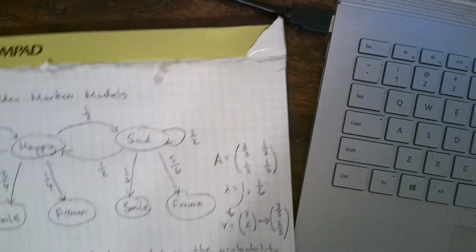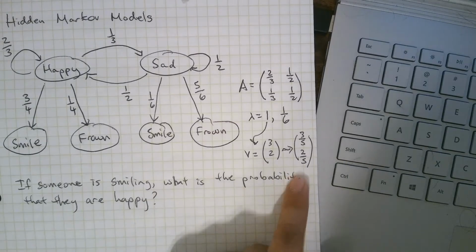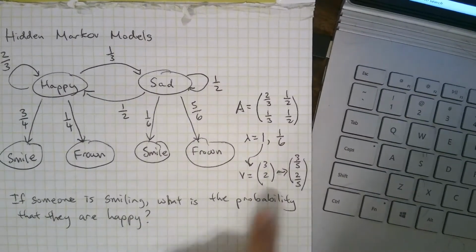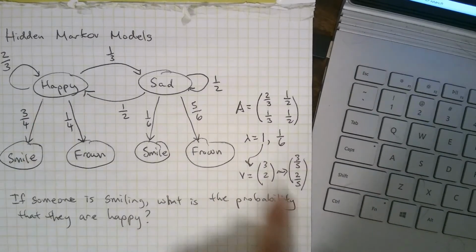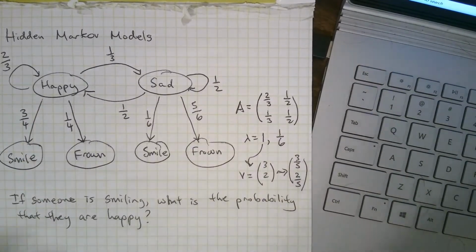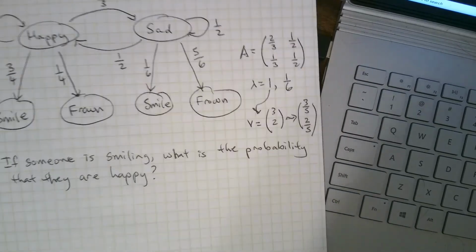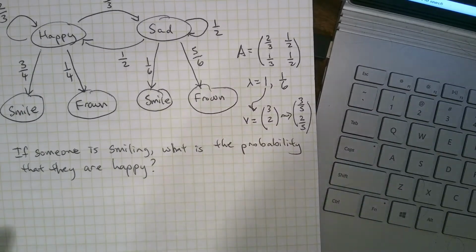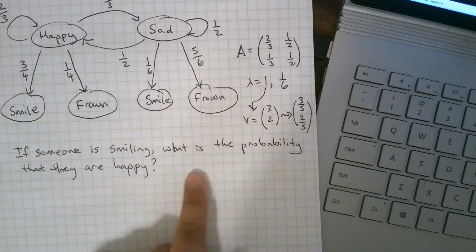Okay, so what does this say? This says if we run this enough, then you have a 3/5 chance of being happy, 2/5 chance of being sad. And so at least you're happy more often than you're sad. That's good. Great. Now, if someone is smiling, what is the probability that they're happy?